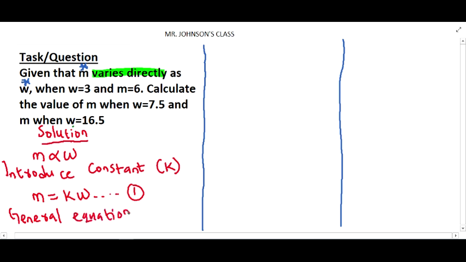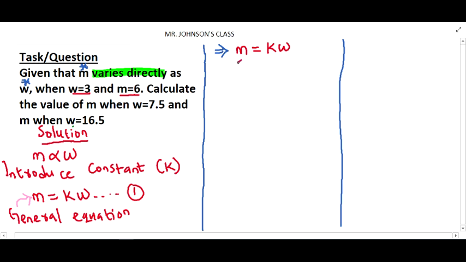So this one is my general equation. I will always work with it. Let me continue from this part of the board. My general equation says that M equal to KW. So we've explained the part that says given that M varies directly as W. The next part says when W is 3, please pay attention to this, and M is 6.